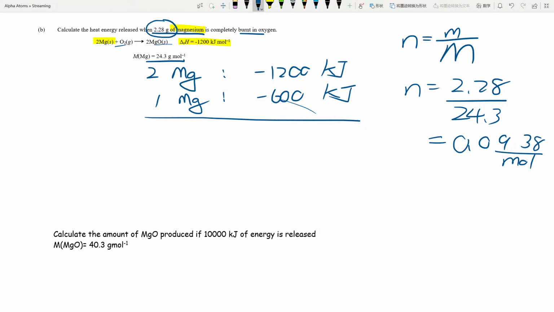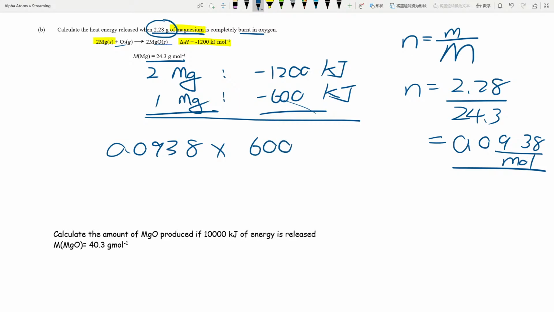All right, so let's look at this. 1 mole of magnesium is negative 600. I have 0.0938 mole, so you just use 0.0938. Now, it doesn't matter if you don't include the negative sign, because I was explaining to quite a few people in the comment section before. The negative sign here just means energy is released. So when you're doing the quantitative calculation, you don't need the negative sign. You just need to remember that it is an exothermic reaction.